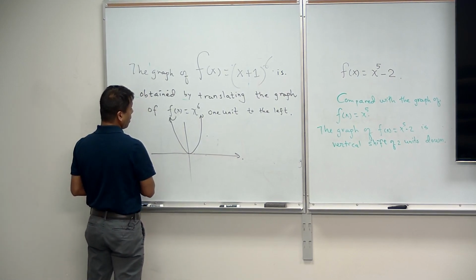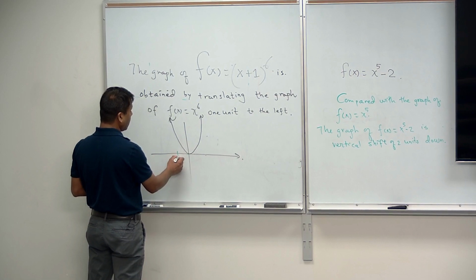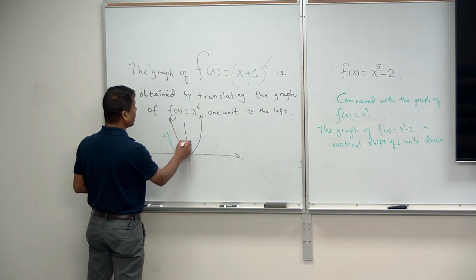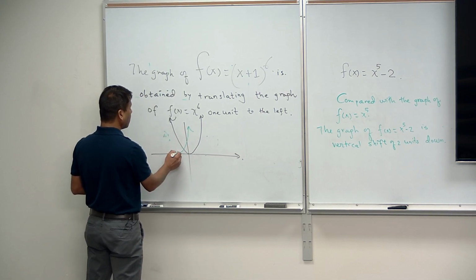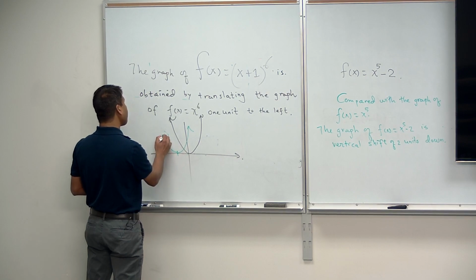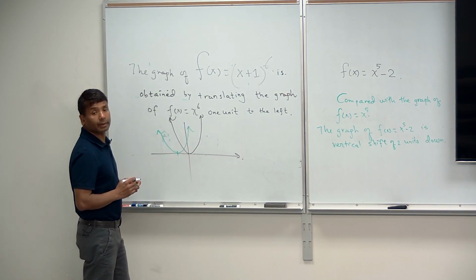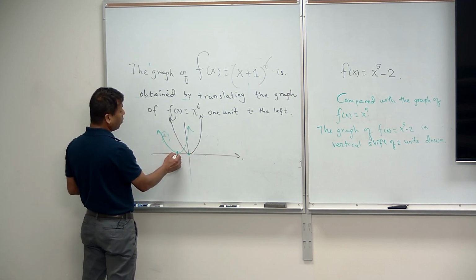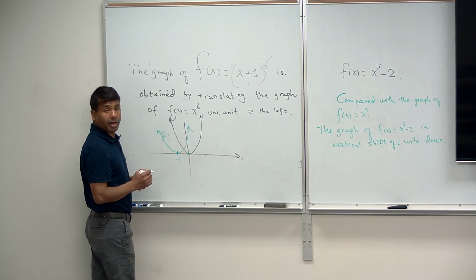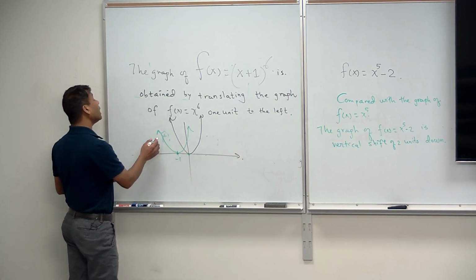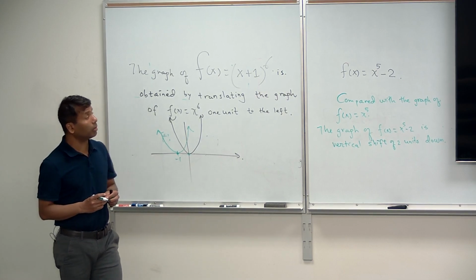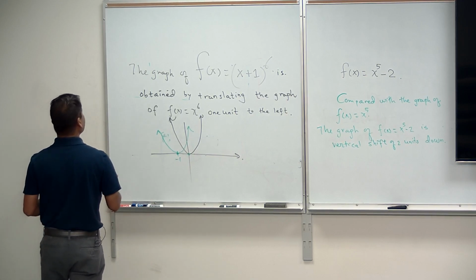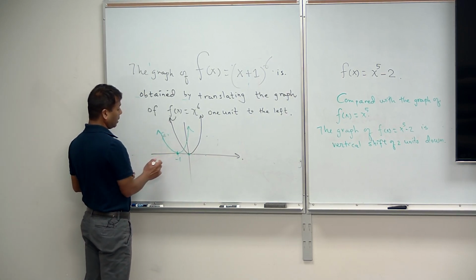So if you shift 1 unit to the left, it's going to be here. So you'll have something like this, guys. Does that make sense? And if you look here, this point is shifted 1 unit to the left, so this point is -1. Now, can you tell me the open interval of the domain over which the function is decreasing?